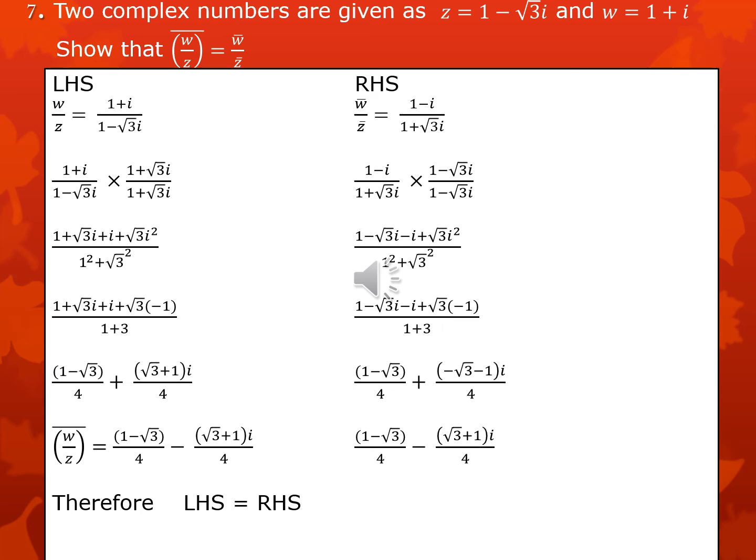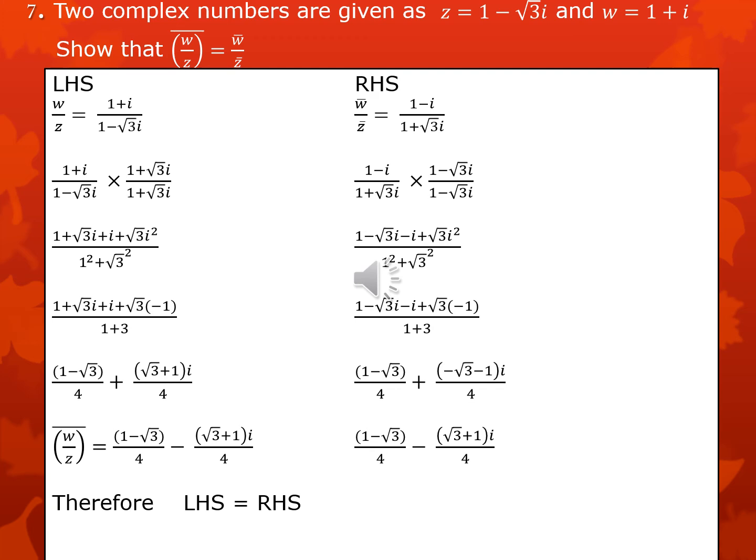Now our final answer is for conjugate of w upon z. So the conjugate of w upon z is 1 minus root 3 upon 4 minus root 3 plus 1 upon 4i. Now that's our left hand side. Let's move on to the right hand side.